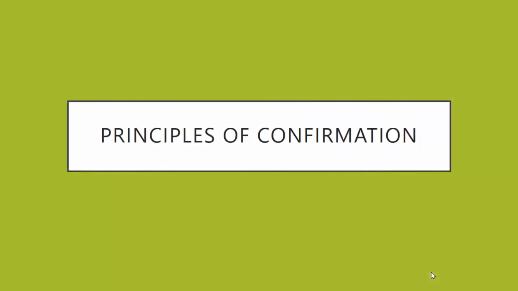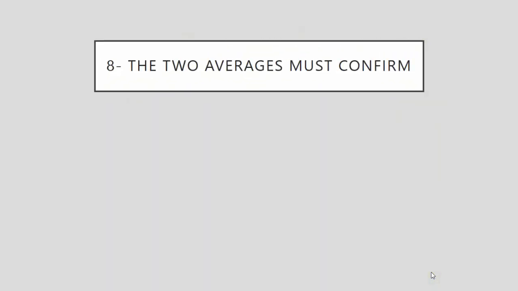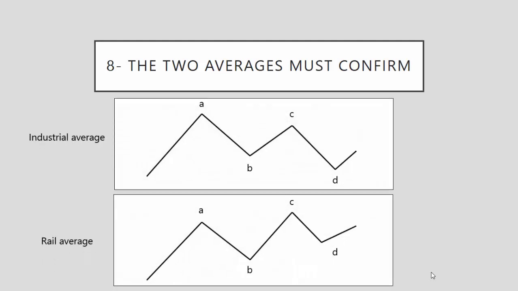We have some principles to confirm any of these trends by looking at charts. The first principle says that the two averages must confirm. What does this mean? Let me explain it to you with an example. Suppose these charts. The first chart is for industrial average and the second one is for rail or transportation average.